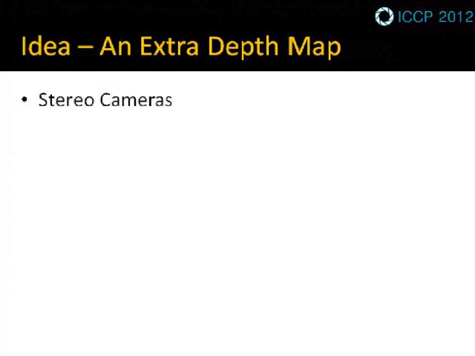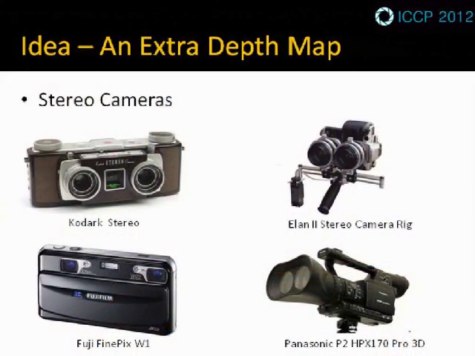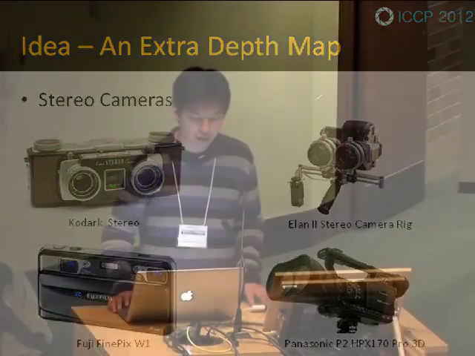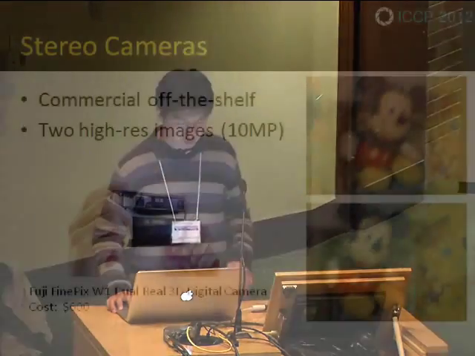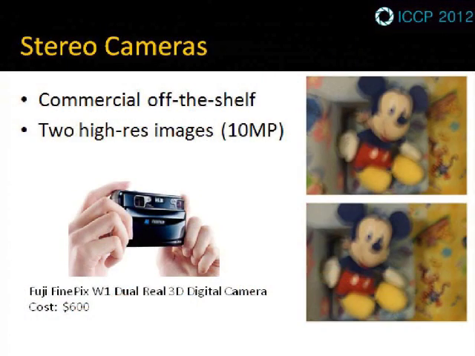To this end, we use an extra depth map to facilitate the PSF estimation. And we turn to stereo camera solutions. This is because the stereo camera has a long history, and in the last several years, 3D technologies have experienced a resurgence, and there are many commercial 3D digital cameras available on the market. We use the Fujifilm Finepix camera, which can capture 2 high-resolution images at the same time, as shown on the right.